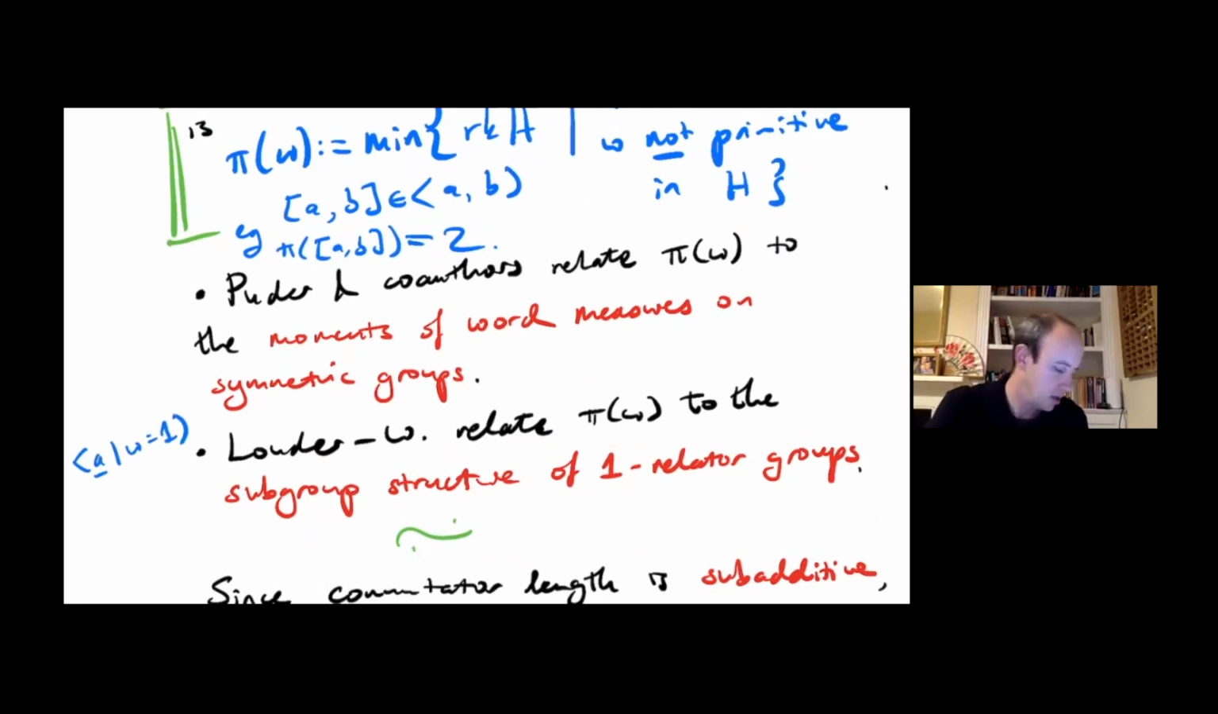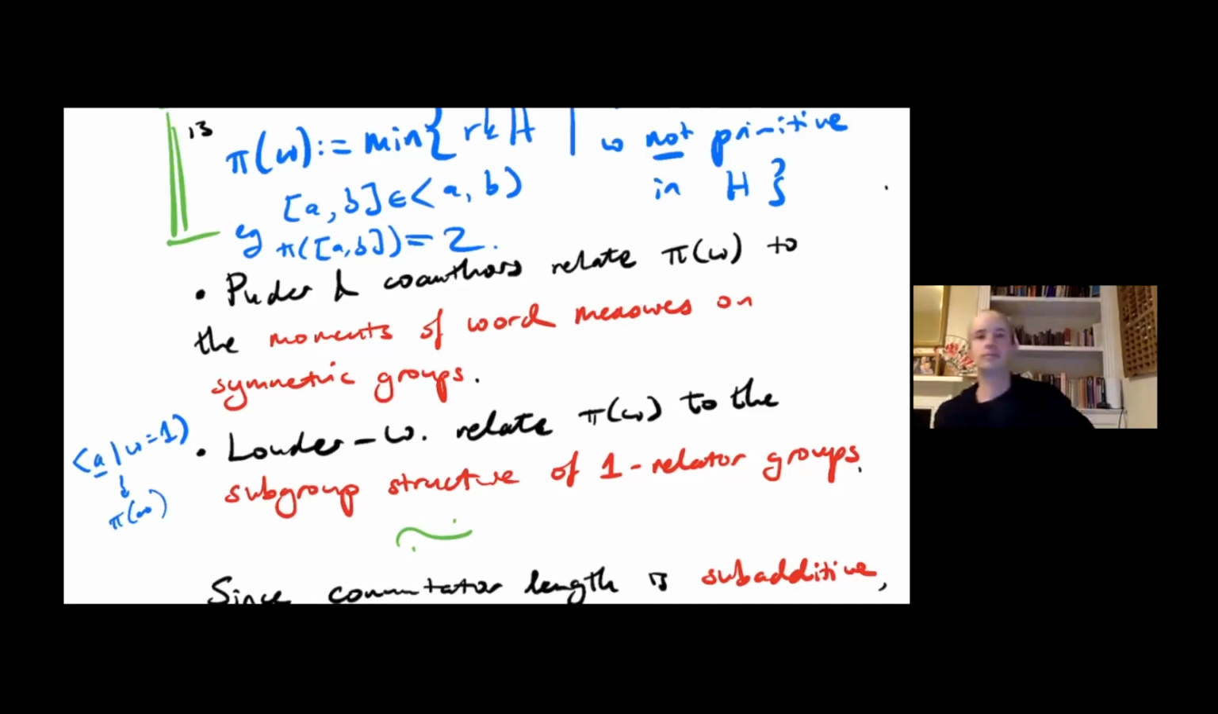And it turns out that this pi of W plays a role in the subgroup structure of these groups. So I'm not going to say more about that, but that's another place where this number plays a role. So this primitivity rank seems to be really an interesting number. Okay.